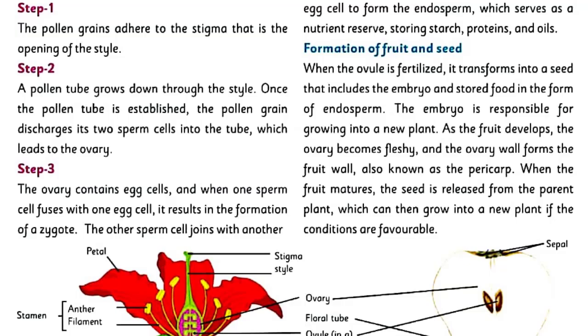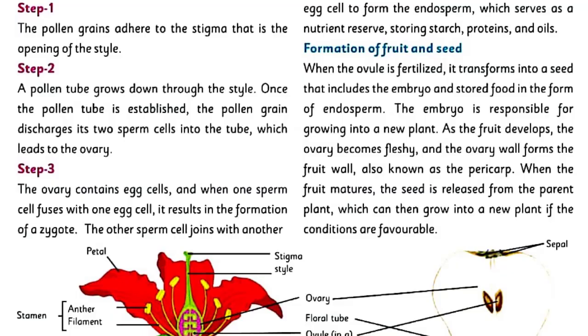Step 1. The pollen grains adhere to the stigma, that is the opening of the style. Step 2. A pollen tube grows down through the style. Once the pollen tube is established, the pollen grain discharges its 2 sperm cells into the tube, which leads to the ovary.